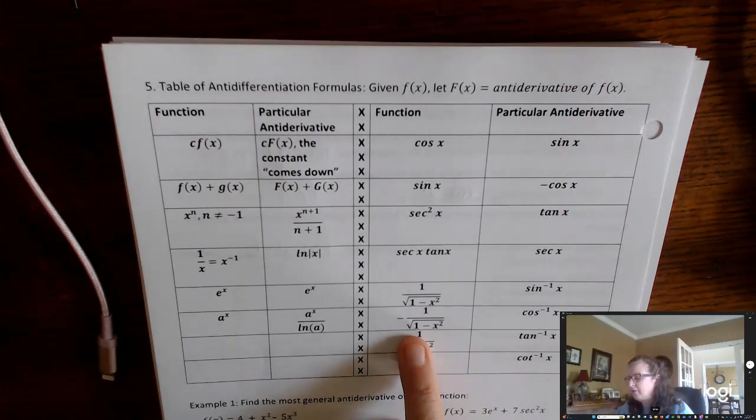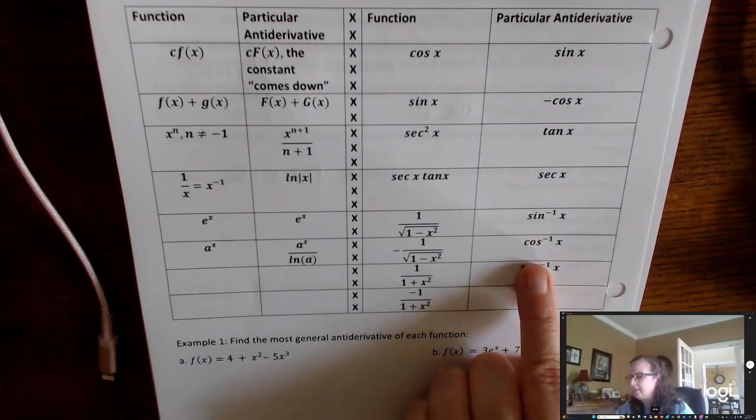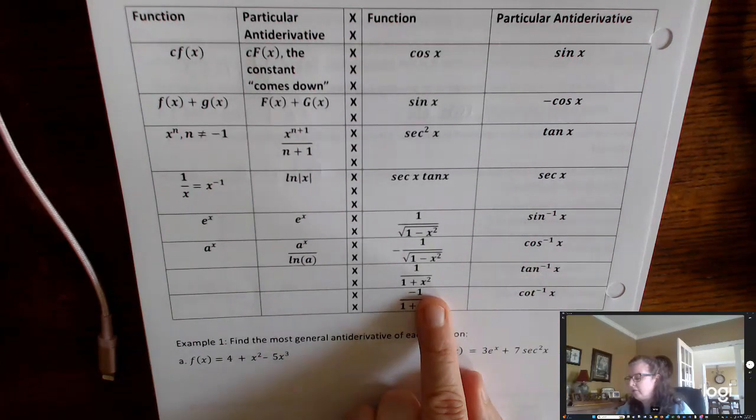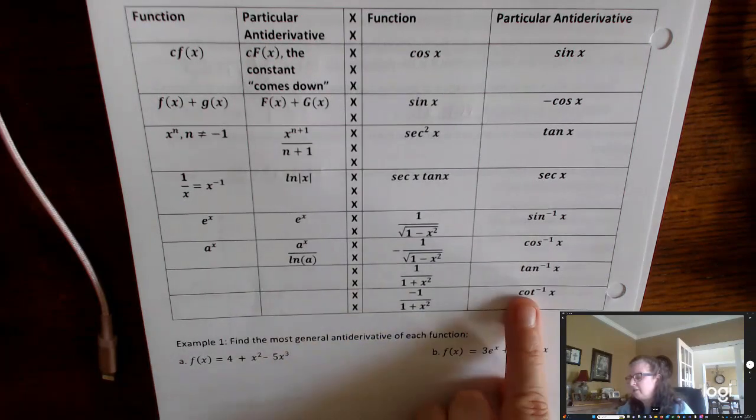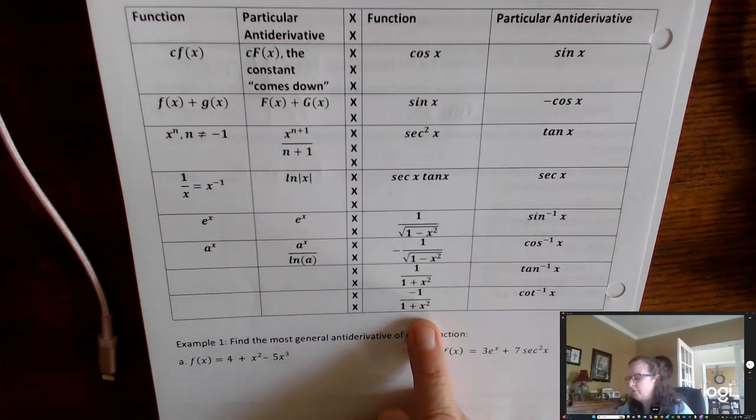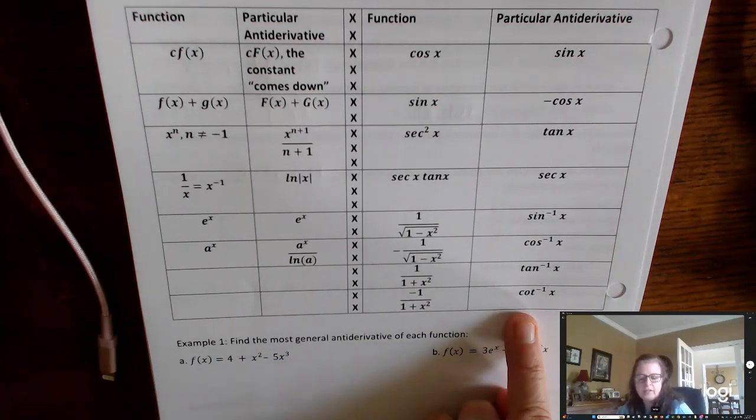And the antiderivative of negative 1 over the square root of 1 minus x squared is arc cosine of x. And the antiderivative of 1 over 1 plus x squared is arctangent of x. And the antiderivative of negative 1 over 1 plus x squared is arccotangent of x.